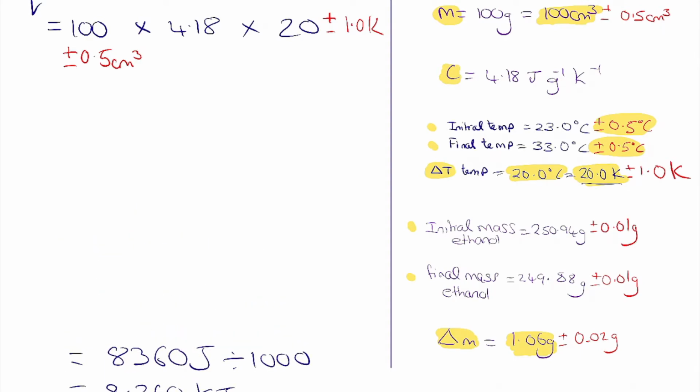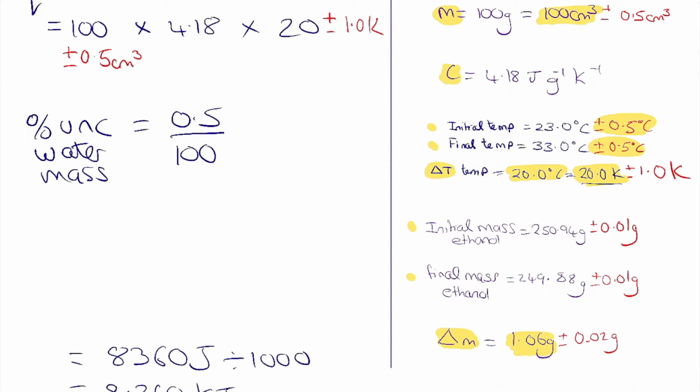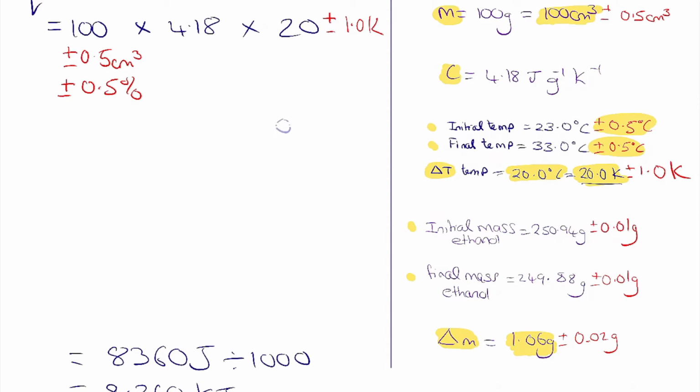So let's do it for the 100 grams of water. This is the percentage uncertainty for the water mass. So we'll do 0.5 and divide that by 100, because that's 100 grams of water, and then we multiply that by 100 to make it a percent. Obviously these cancel out, so the percentage uncertainty for that water is actually 0.5%.